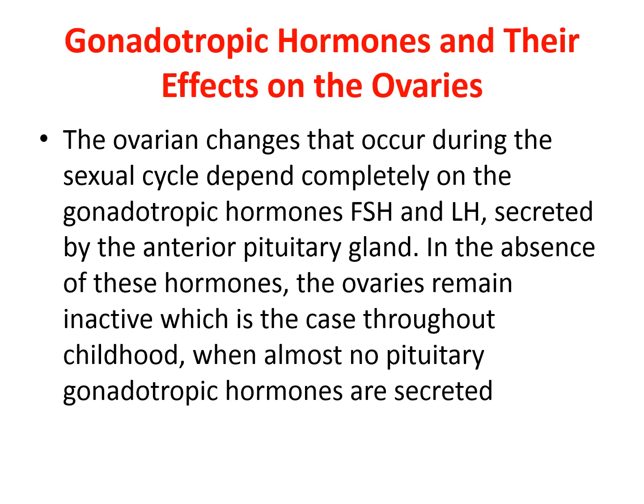Gonadotropic hormones and their effects on the ovaries. The ovarian changes that occur during the sexual cycle depend completely on the gonadotropic hormones, FSH and LH, secreted by the anterior pituitary gland. In the absence of these hormones, the ovaries remain inactive, which is the case throughout childhood, when almost no pituitary gonadotropic hormones are secreted.